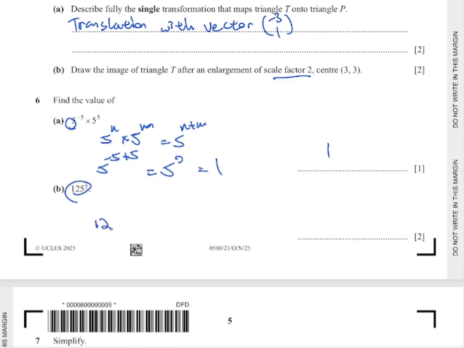Now 125 to the power of 2 over 3. So we first write it as the cube root of 125, squared. 125 is 25 times 5, which is 5 to the power of 3. So this gives us 5 squared, which is 25.